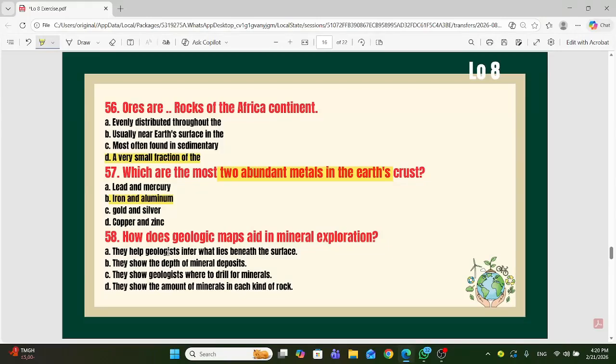How does the geological map aid in mineral exploration? They help geologists infer what lies beneath the surface.